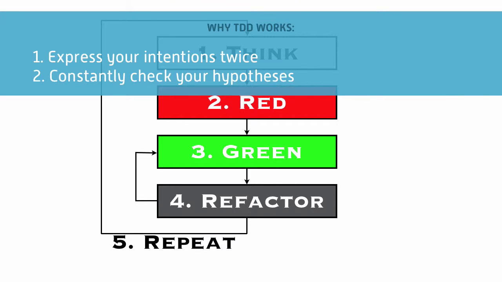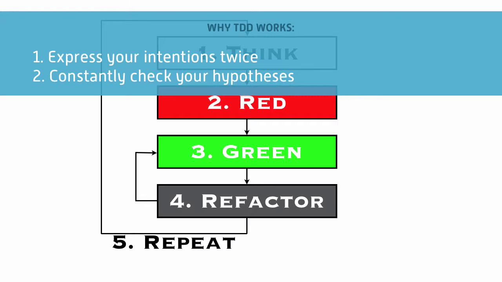Test-driven development works for 2 reasons. First, you're expressing your intentions twice, once in your tests and once in your production code. In order for a mistake to slip through, you have to make that mistake twice, which means that most errors are caught right away. Now, TDD won't protect you from mistaken assumptions, but it will tell you when you've programmed something differently than you meant to.